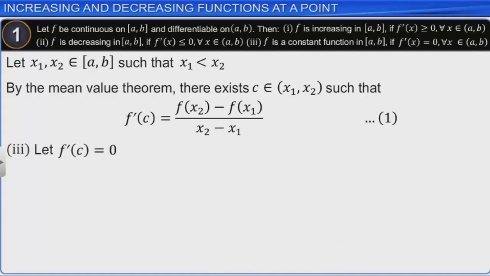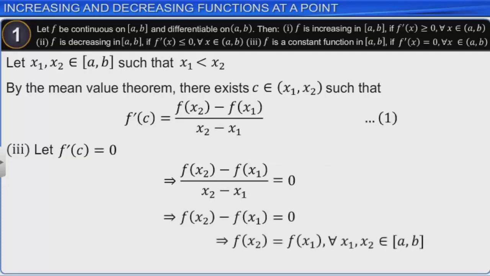In this case, let's consider that the derivative of f at point c is equal to 0. This implies that the right-hand side of equation 1 is equal to 0. On simplifying, we get f of x2 is equal to f of x1. This equality is true for all values in the closed interval a, b. This implies that the function has a constant value for all the values in the interval. Hence, the function is a constant function.